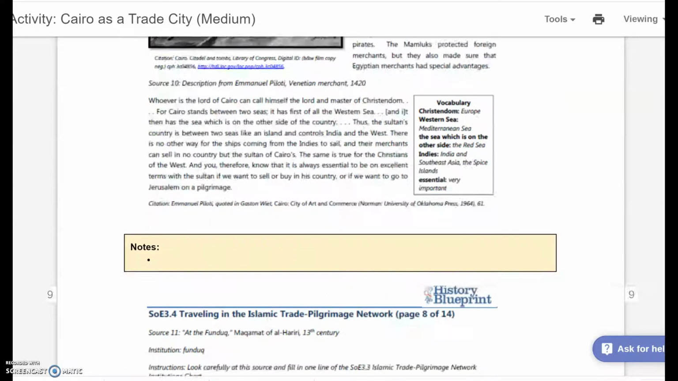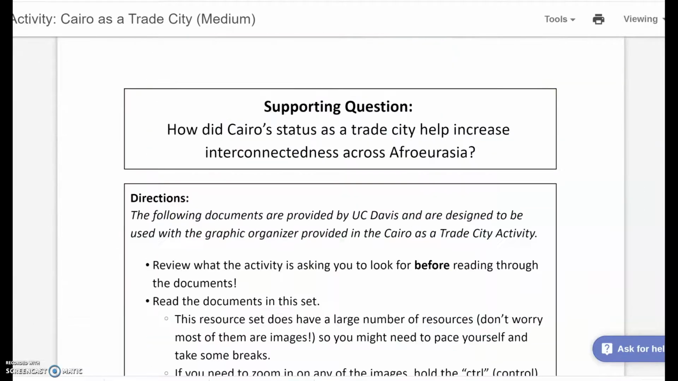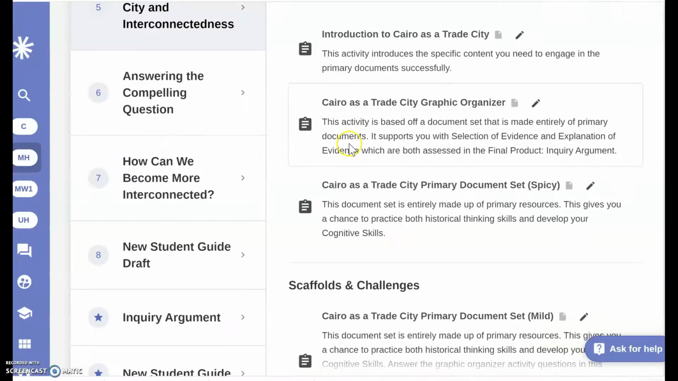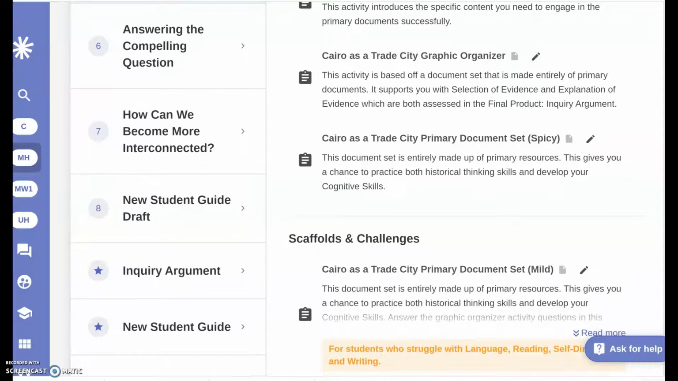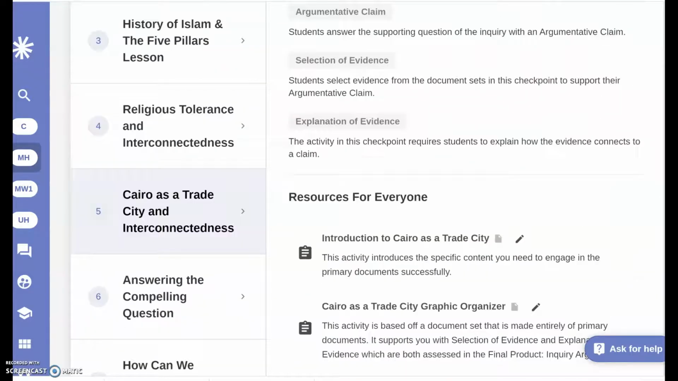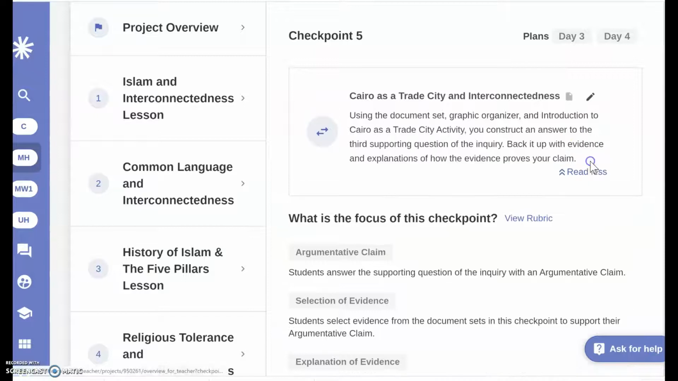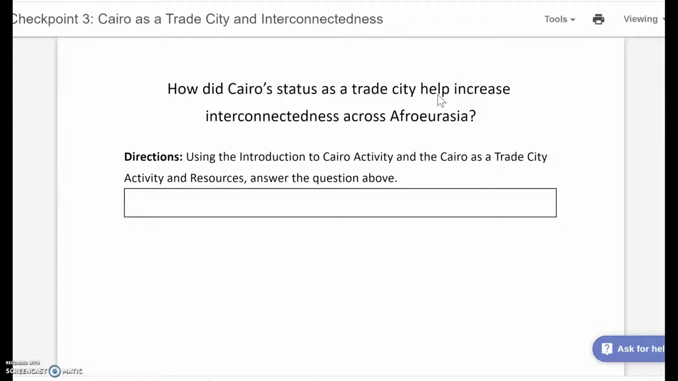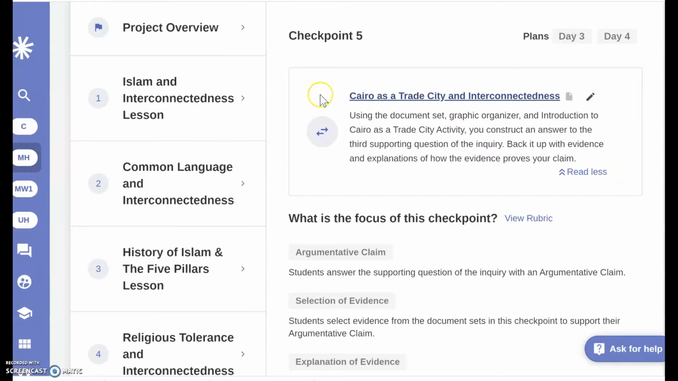A lot of pictures. So anyways, you're going to want to do that and go through the readings to learn more about Cairo, this trade city from this time period. And ultimately what we want to know is how did it bring people together? So this is the checkpoint. How did Cairo's status as a trade city help increase interconnectedness across Afro-Eurasia? And you're going to want to answer that in a paragraph with a strong topic sentence, at least 2 pieces of evidence with explanations.